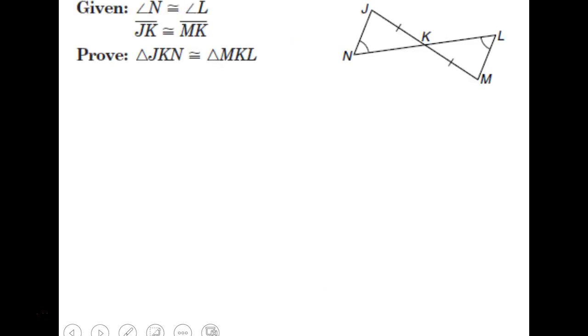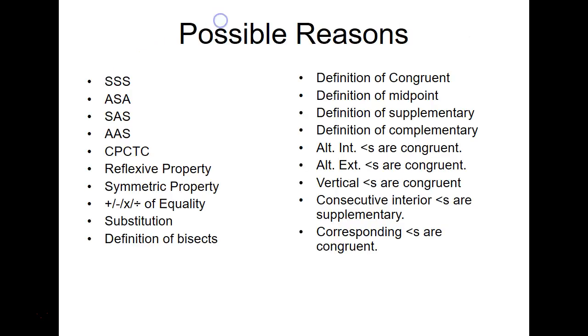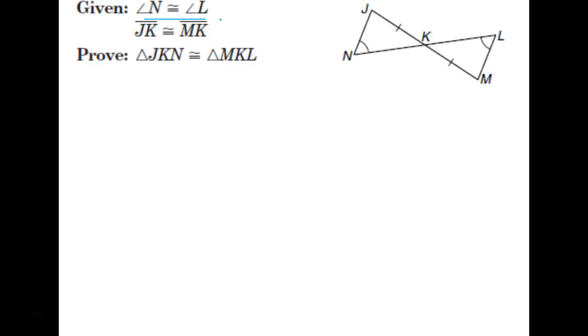All right, so here's our first example. We are given this picture, and in this picture we know that angle N and angle L are congruent to each other because it tells us right here that that is given. Okay, we also know that JK and MK are congruent to each other because that also is given in the problem. So these problems more or less are going to tell us what we need to prove.